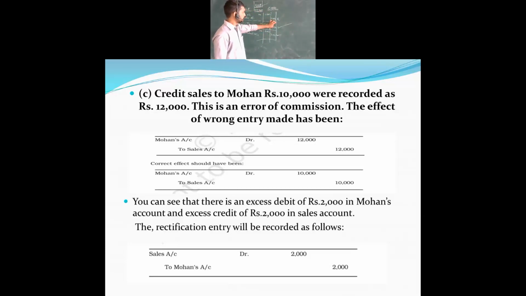This entry which you have made is for an excess amount of rupees 2000, which is wrong now, and this is what it should actually be. What should the correct entry have been? It should have been like this. Then how are you going to manage this? You can't directly go here and scratch this and write here 10,000. As an accountant you have to remember the points.